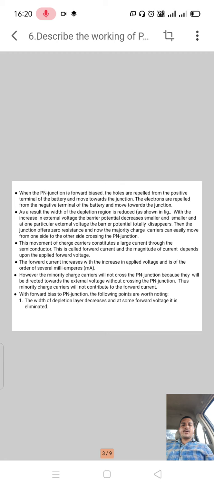With the forward bias to the PN junction, the following points are worth noting. First point: the width of the depletion layer decreases, and at some forward voltage it is eliminated.